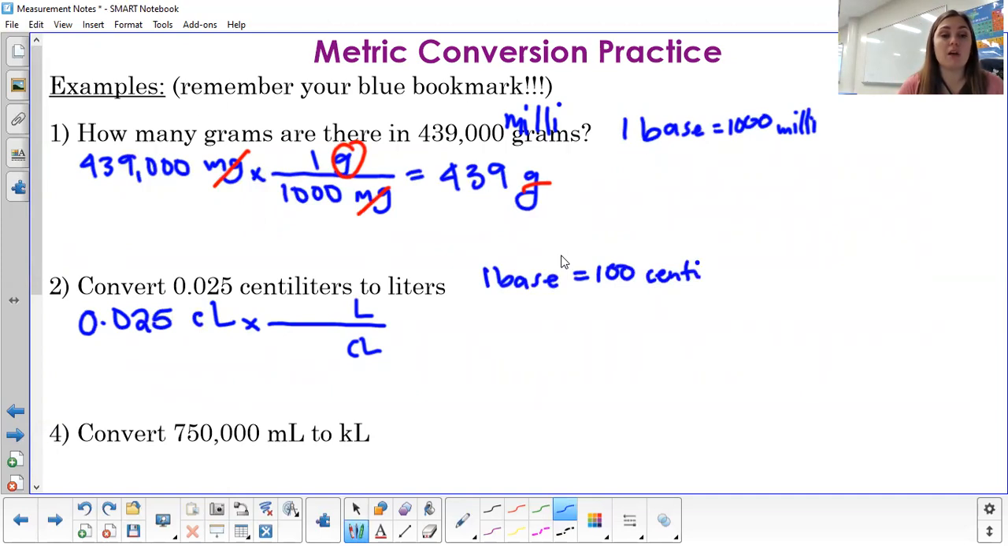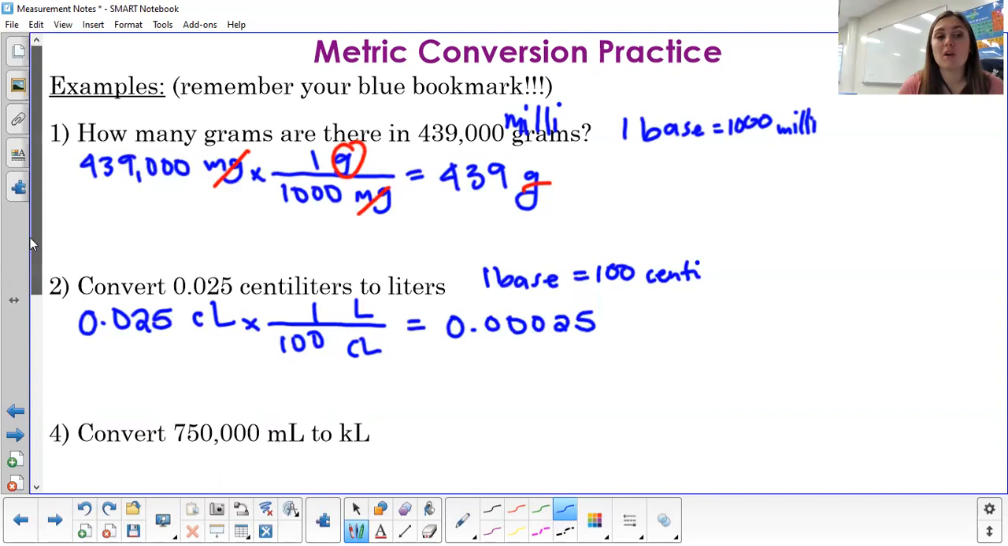So I'm going to plug that in here. And let's see, I've got 100 centiliters on the bottom, and I'm going to go to 1 liter on the top. All right. So again, I've got 0.025 centiliters times 1. That's 0.025. And I'm going to divide that by 100. So you should get 0.00025.